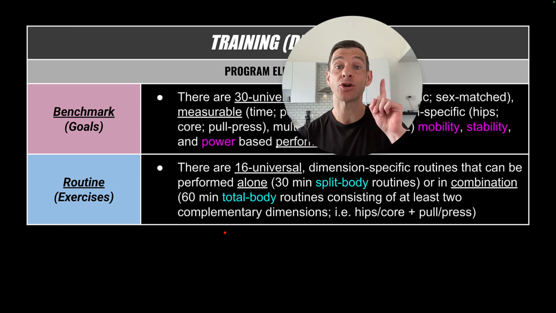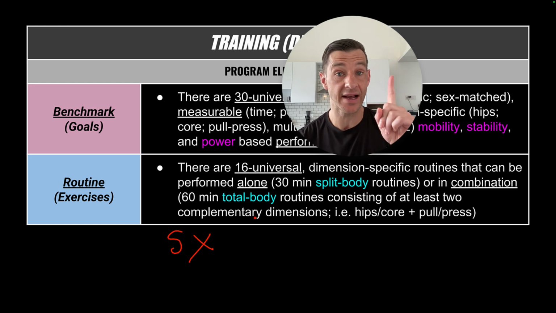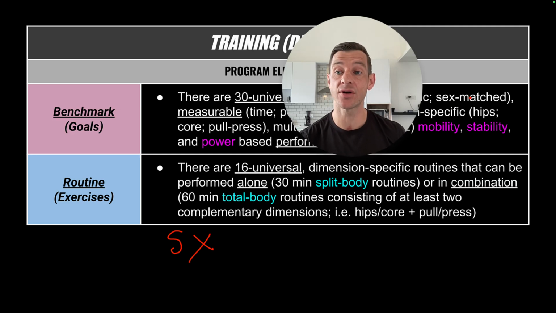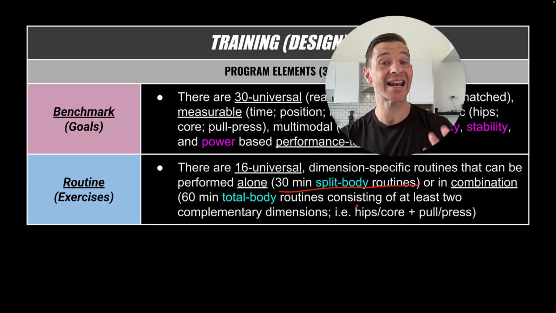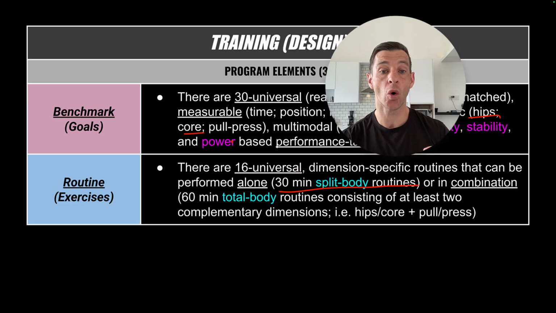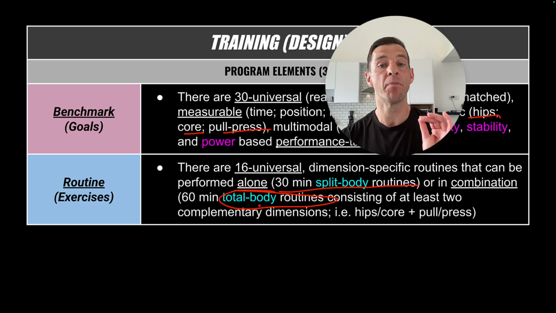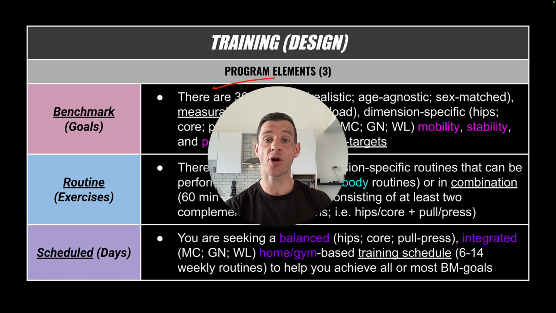As we saw in the Training Routines Taxonomy video series, each routine is made up of 5 exercises and focuses on either lower body, core, or upper body, and lasts 30 minutes per routine. A split body routine is a standalone routine. However, it only focuses on either hips, core, or upper body. A total body routine, therefore, is when you combine a lower body or core routine with an upper body pull or press routine. Moving on to the third program element.